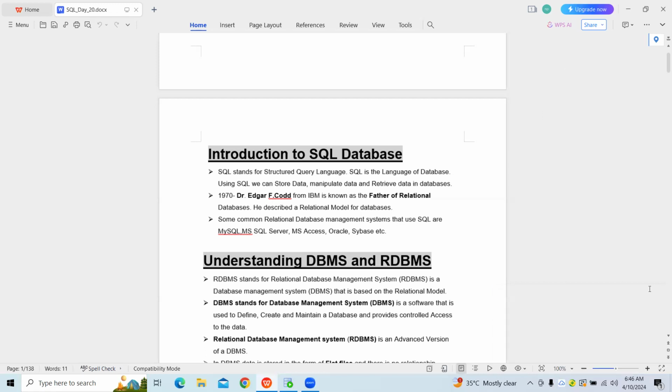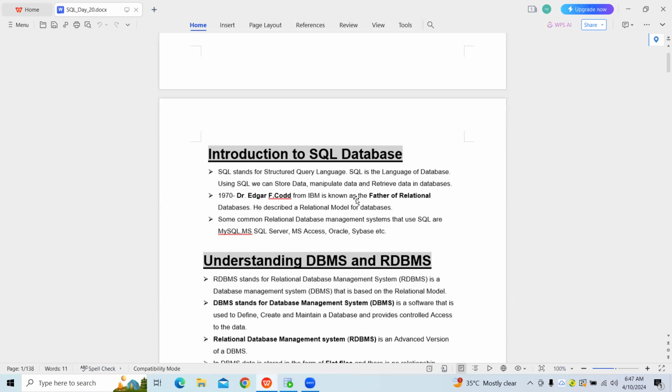So guys, all these databases, in order to communicate with them, we can use a language called SQL. So this is about SQL. Here I have mentioned a person called Dr. Edgar F. Codd, who developed a model for relational databases. Now let me explain what a relational database is.